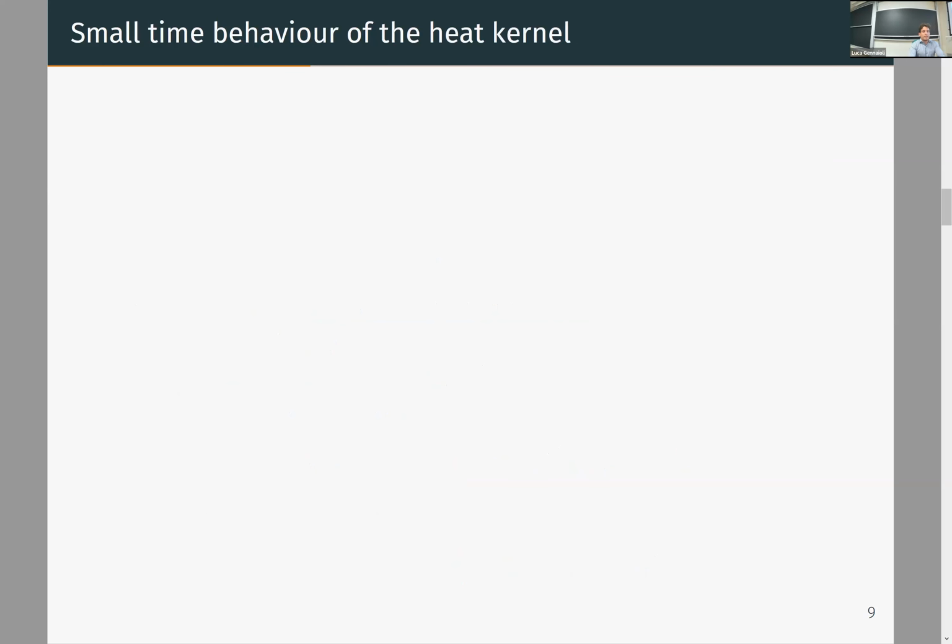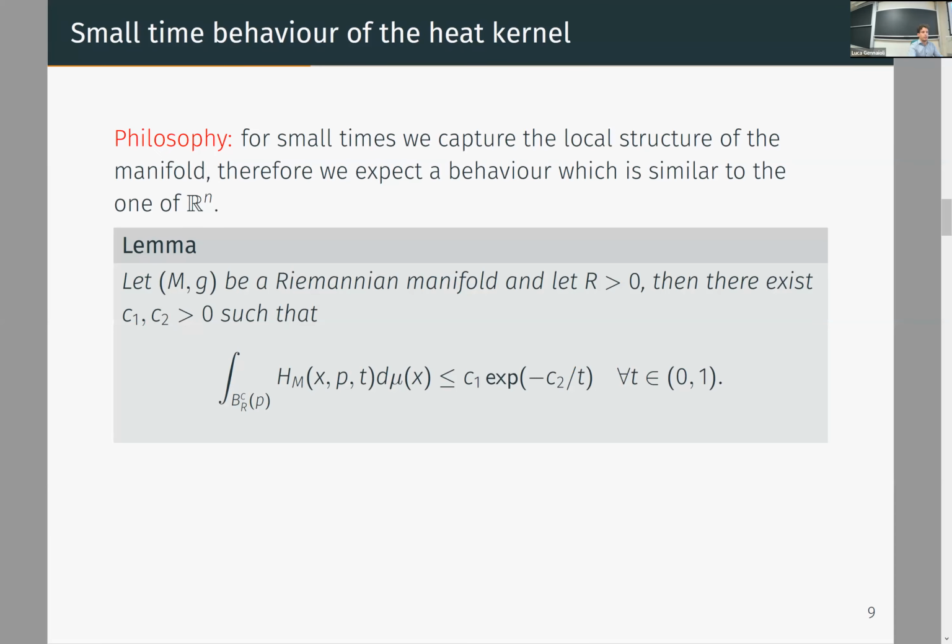Now, I would like to discuss the small time behavior and large time behavior of the heat kernel. The philosophy of the first is very simple. Small time behavior means that your mass has diffused in the space, but it's really close to the Dirac delta from where you started. Therefore, you should expect a behavior like the one in Rn. And this lemma says exactly, in a quantitative way, what I've just said.